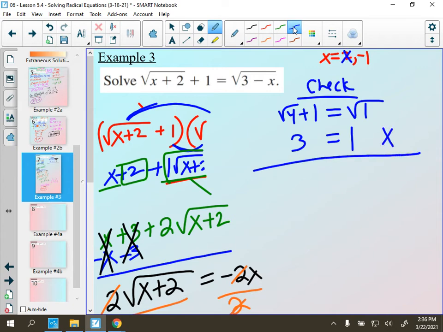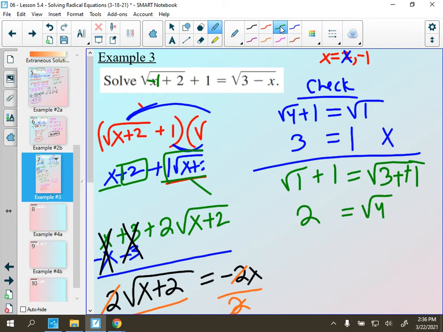Let's check that -1. I'm getting nervous now. -1 is going underneath the radical. So if I plug in a -1 right here, what happens? I get 1 underneath, and then plus 1 there. The square root of 1 is 1. 1 plus 1 is 2. We got our fingers crossed. Let's see here. The square root of 3 minus -1. Don't lose track of that minus negative, because it makes all the difference. The square root of 4, 2 equals 2.